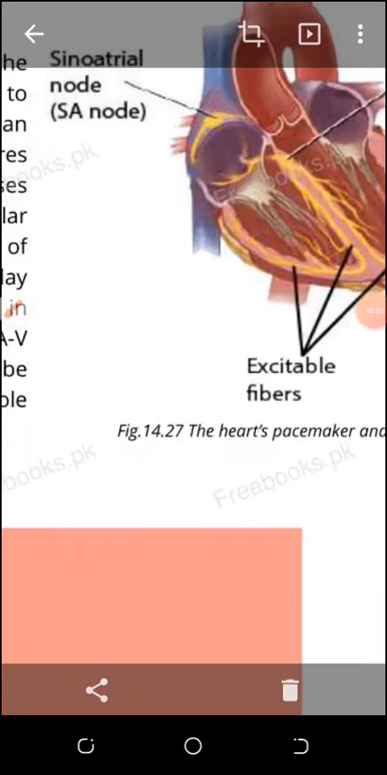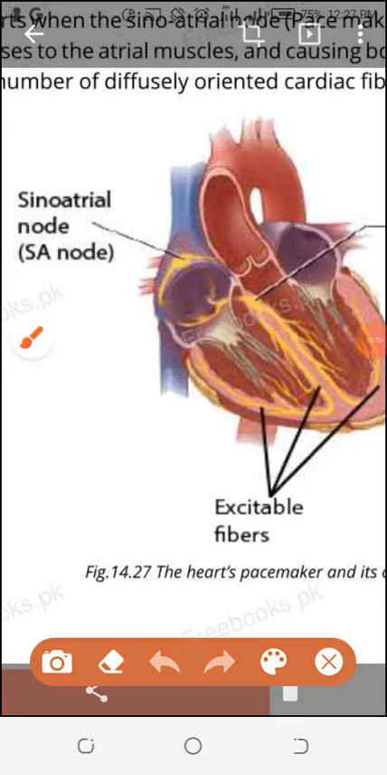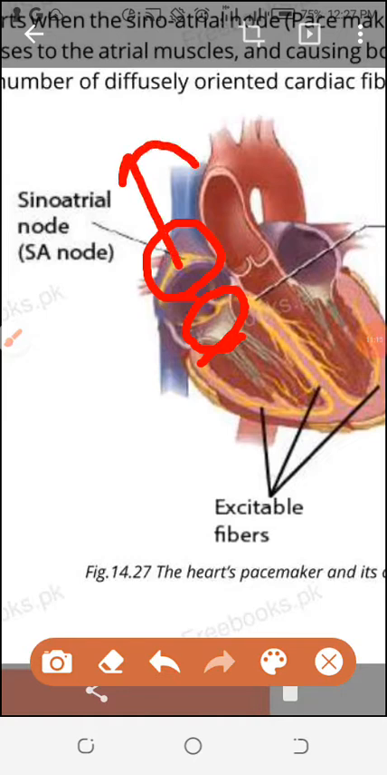One node is situated at the top of the right atrium, and one node is situated at the top of the right ventricle. The node present at the top of the right atrium is the sinoatrial node, and the node which is present at the top of the right ventricle is the atrioventricular node. Sir, what is the advantage of these nodes?